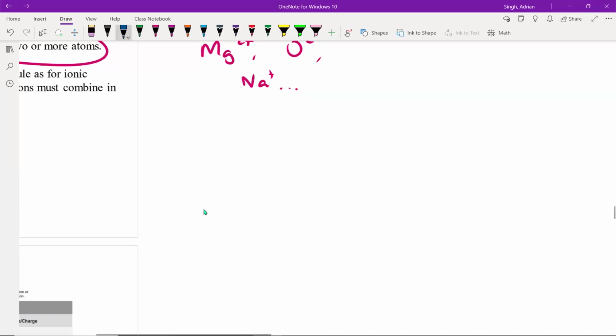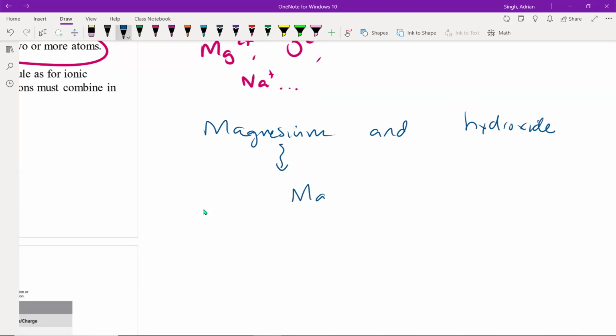So let's say I have magnesium, and I'm going to combine that with an ion known as hydroxide. Magnesium we know is Mg with a 2 plus. And now I'm going to tell you the hydroxide ion is actually a polyatomic. There are two atoms, O and H, and this has an overall charge of -1. So when I combine these, I'm going to combine them in the same way. Cation goes first, anion goes second.